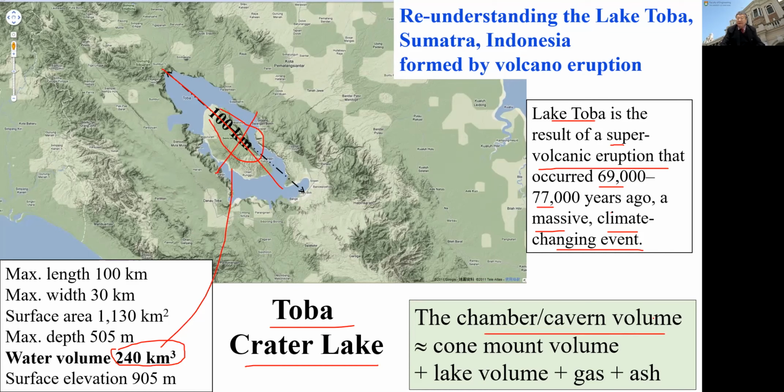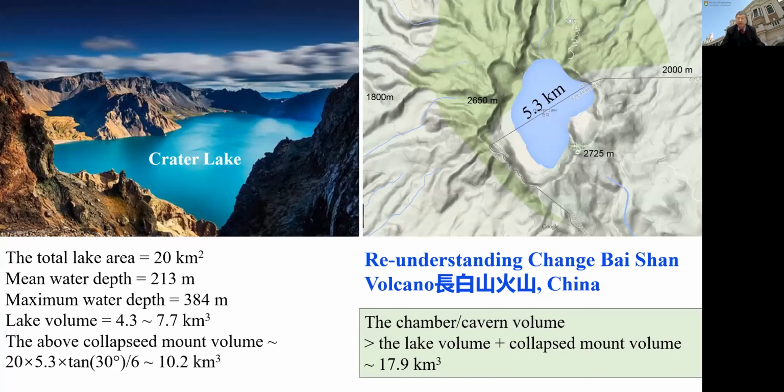So the chamber or cavern size equals the cone mountain and lake volume and the gas and the ashes. So the bigger mountain collapsed about 70,000 years ago. So that's the understanding. Nowadays gas still comes out and this island comes out. So that island is actually sediments of the neck. Okay, this is the great neck we call Tang Bai Shan in China. So that's the size. And this one, the neck volume is about 4 to 7 kilometer cube. So that's the collapse. The mountain was about, say, 10 kilometer cube. So that's a huge chamber below and the collapsed subsided there. So the chamber volume of this mountain is very huge. You can do simple calculations.